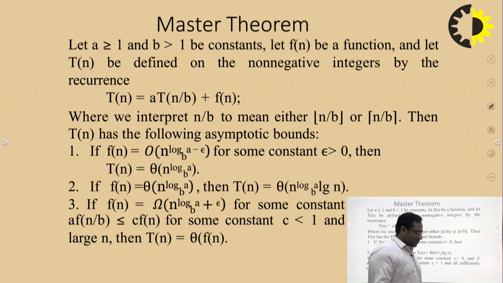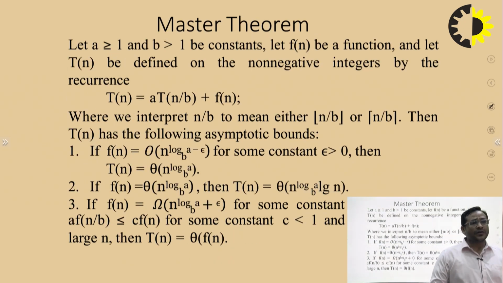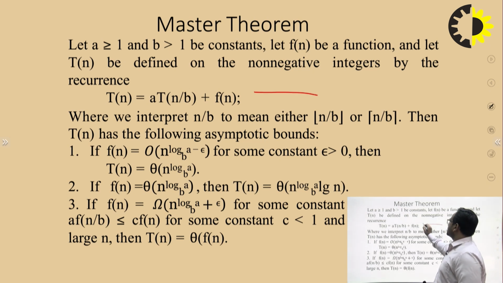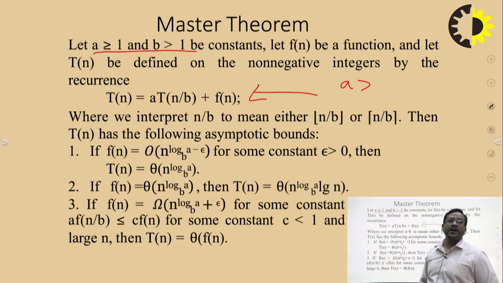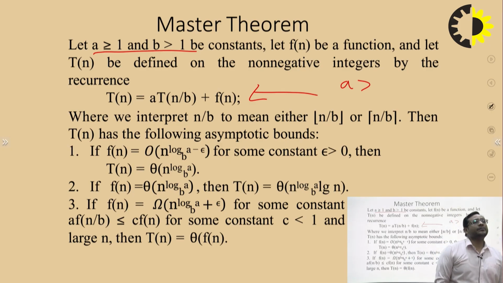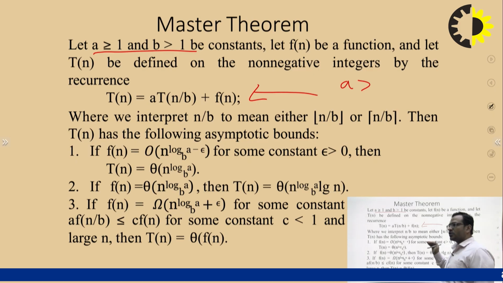Master theorem. The major problems are solved by the master theorem. What is the master theorem? It basically gives three cases. If a recurrence relation is in the form T(n) = aT(n/b) + f(n), with the conditions that a should be greater than or equal to 1 and b must be greater than 1, meaning it should be divided by any number greater than 1, then we have three cases.